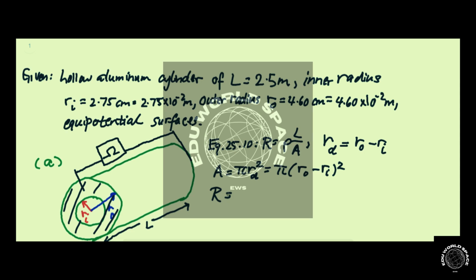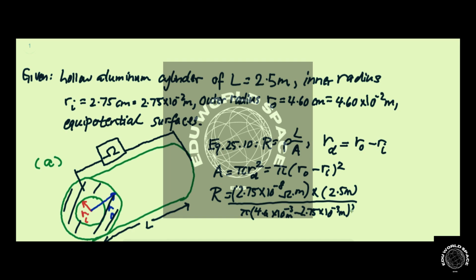It's the resistivity of aluminum, which is 2.75 times 10 to the minus 8 ohm meter, times the length of the cylinder, which is 2.5 meters, divided by the cross-sectional area, which is pi times (4.6 times 10 to the minus 2 minus 2.75 times 10 to the minus 2 meters) squared.